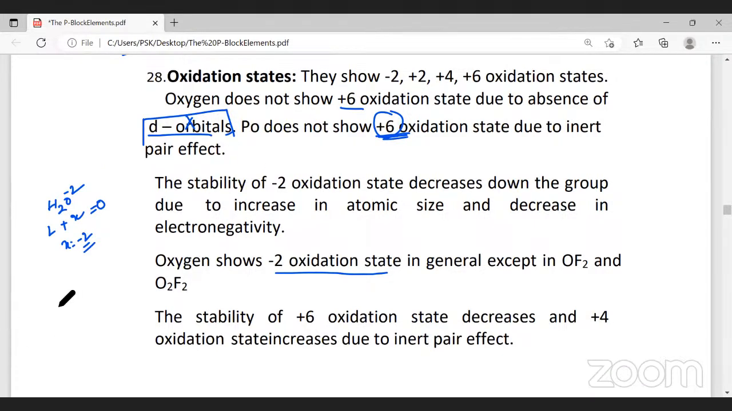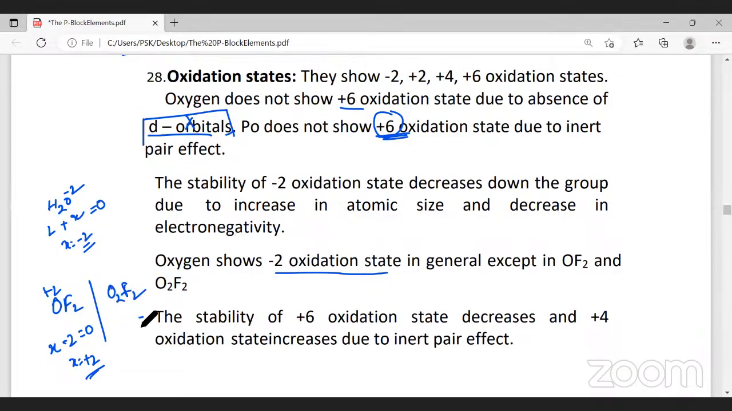But if you take an example, OF2 or O2F2, in OF2 as a whole, the charge is 0. -1 is the charge of fluorine. Fluorine is the most electronegative element in the periodic table, so fluorine will have -1 charge. -1 into 2 is -2. Oxygen, we take it as X, so X becomes +2. Oxygen can show +2 oxidation state only with OF2.